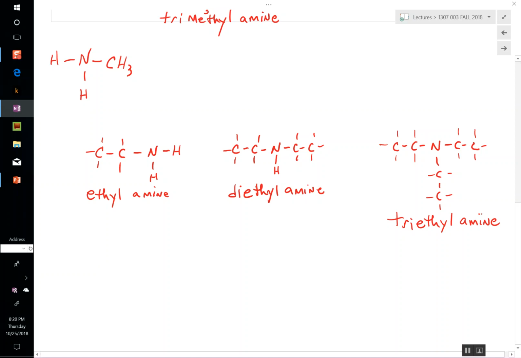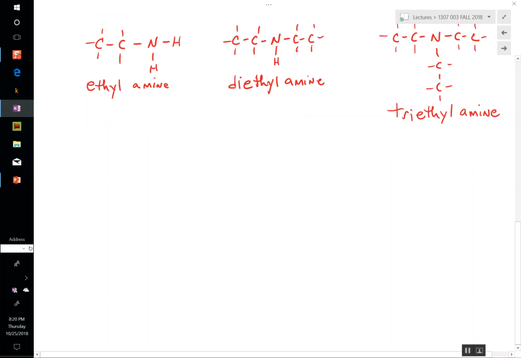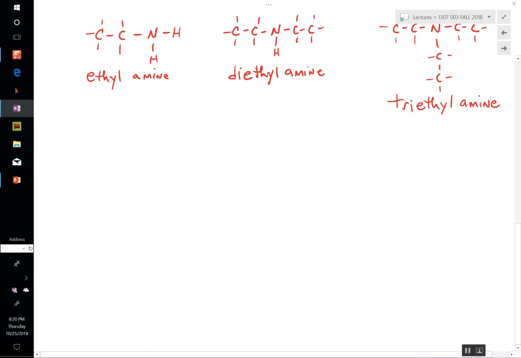All right? So we could go right down through there, and then you could imagine propylamine, dipropylamine, tripropylamine, isopropylamine, diisopropylamine, triisopropylamine. So just those 4 substituents each give rise to 3 different amines, so there's 12 right there. 12 different simple amines.